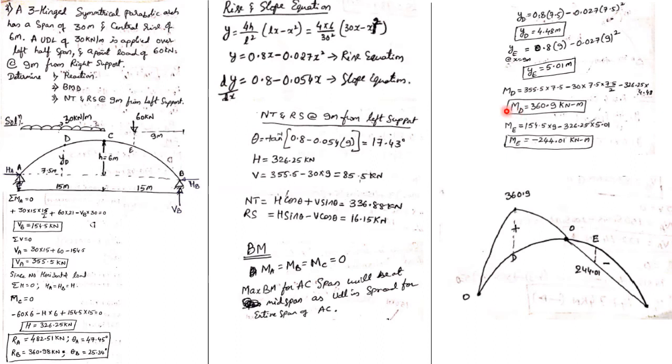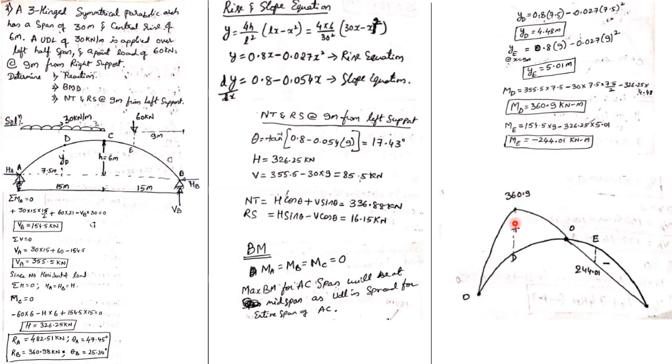Then find out MD. MD at this point is VA into 7.5 minus H into YD distance. Next minus 30 into 7.5 into 7.5 by 2. So this is the MD value. And then find out ME. ME is here at this point. So that is VB into 9 minus H into height, that is 5.01. So I'll get it. In this portion I'll get a positive bending moment, that is 360.9 kilonewton meter.